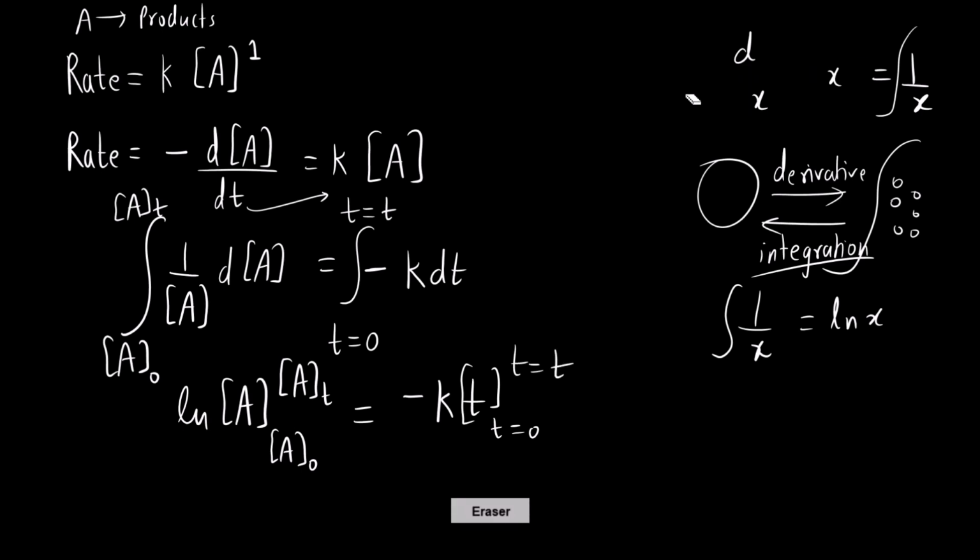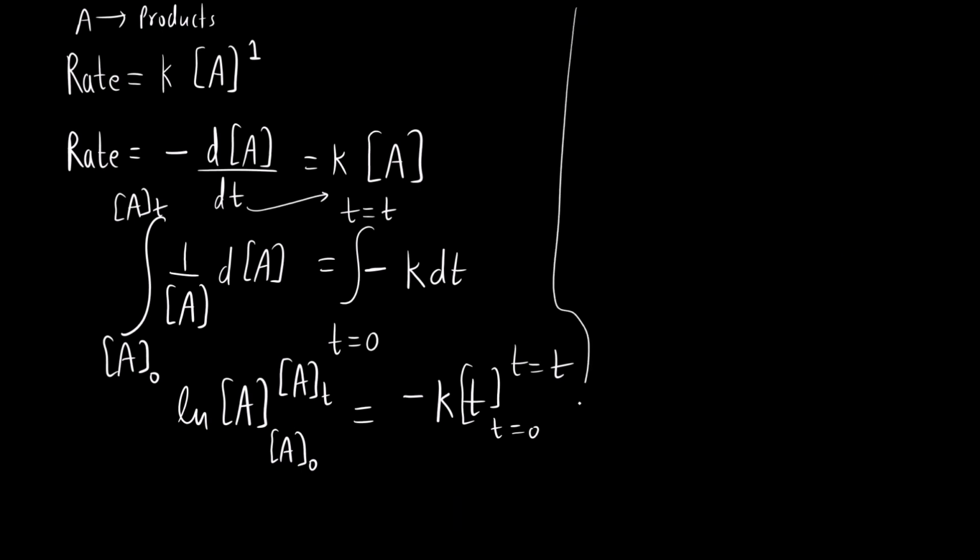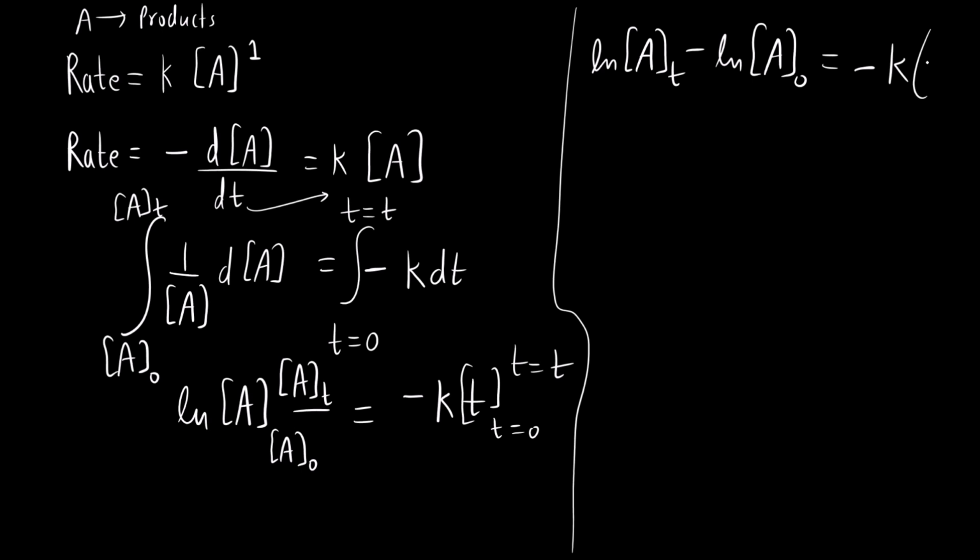Okay, I'll erase this. Now we have to substitute the limits. How do you substitute the limit? Higher limit minus lower limit. So first we write the higher limit, which here is At. So we write ln of At minus ln of the initial concentration, the lower limit, A0. Minus K into the higher limit t minus the lower limit 0. So t minus 0 is t, so this is minus Kt. This is ln of At minus ln of A0.